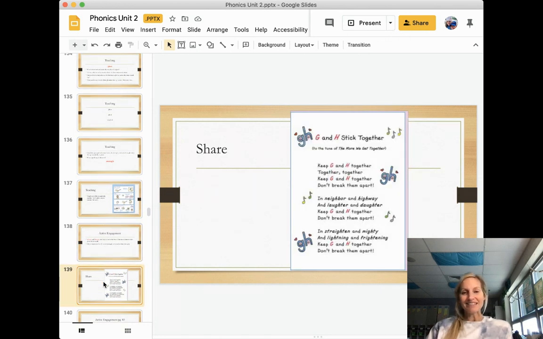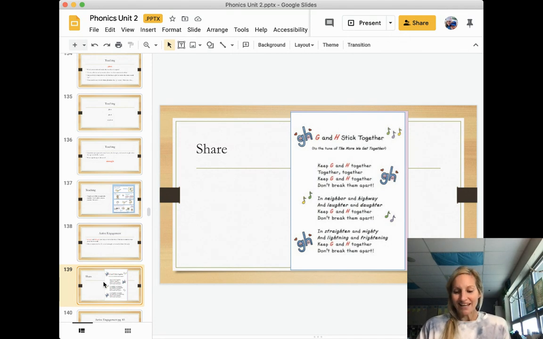Then the last thing that I really want you to think about when you think about G and H is they stick together. Those 2 letters stick together. So here's kind of a song that is a little bit silly, but it will help you remember that G and H really stick together. And this goes to the tune of The More We Get Together. So here's how it goes.